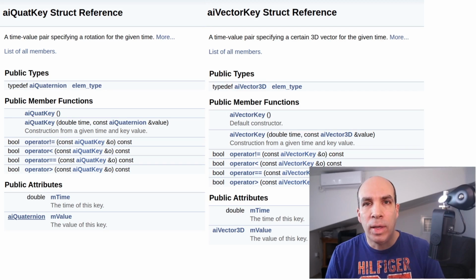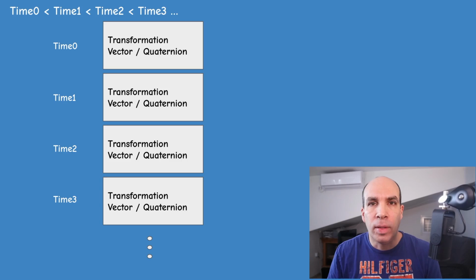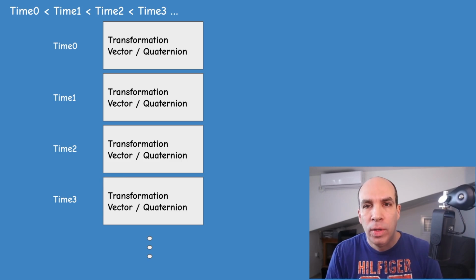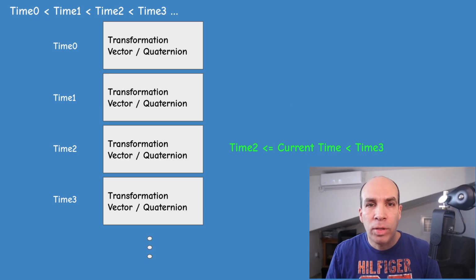AI vector key and AI quat key are actually a pair of attributes that represent the transformation and the time in ticks in which this transformation should take place. The keys are guaranteed to be sorted in their chronological order, so searching for the current time simply means traversing the array until we find a time range between two consecutive keys in which the current time is located.